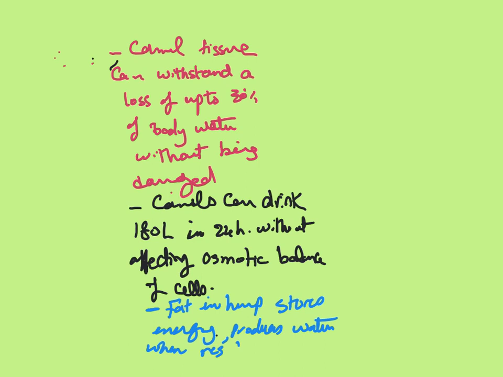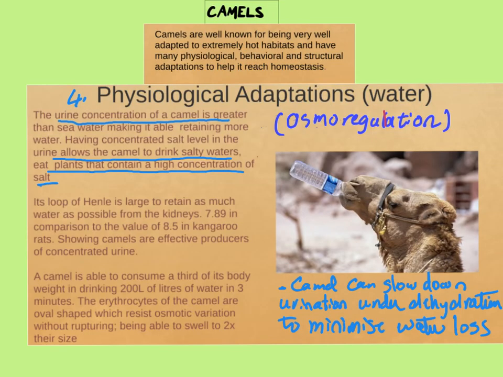And then, if water is available, the camel can drink 180 liters of water in 24 hours without affecting the osmotic balance of its cells. Fat in the hump stores energy and produces water if water is scarce. Again, we are still talking about physiological adaptation, but here for decreasing water loss, in a process we call osmoregulation.